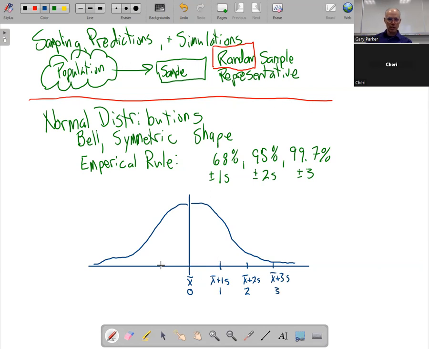You can go to the other side and do the same thing. 1, 2, 3. So this would be x bar minus 1 standard deviation, x bar minus 2 standard deviations, minus 3 standard deviations. So just counting by standard deviations, this would be -1, -2, -3. And again, the empirical rule here, if we look within one standard deviation on each side, then the amount of data I expect to find in between these two values should be about 68%.